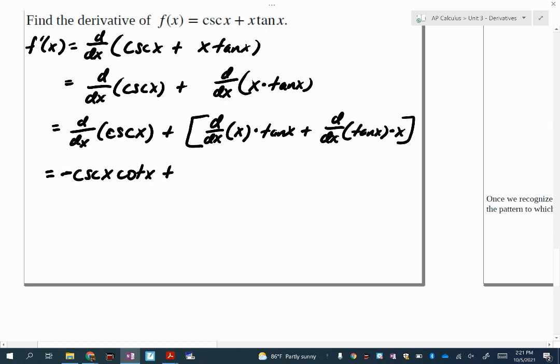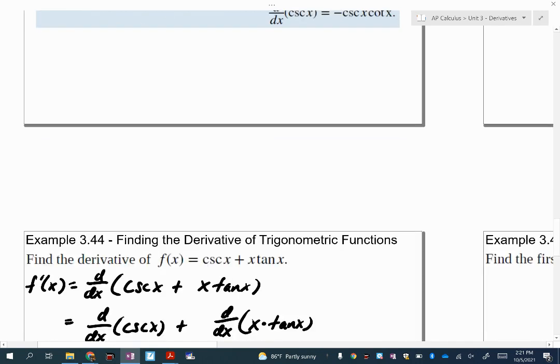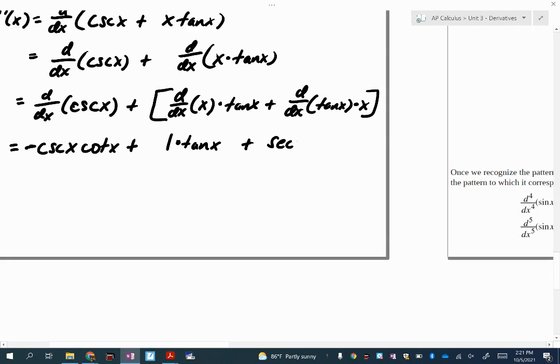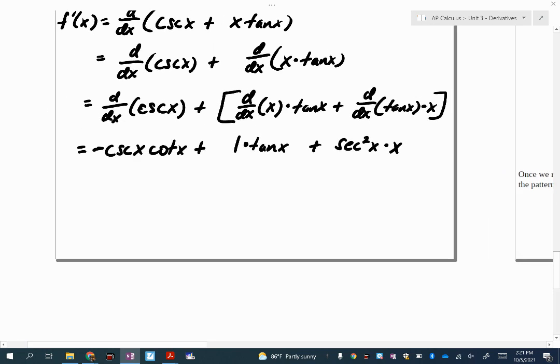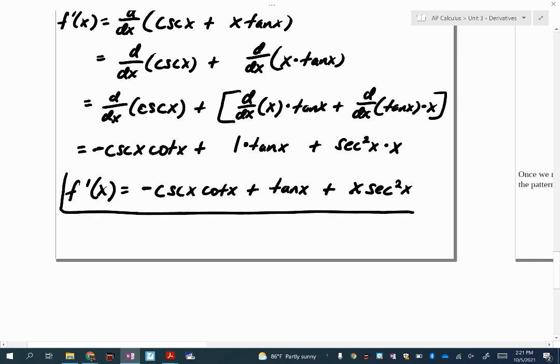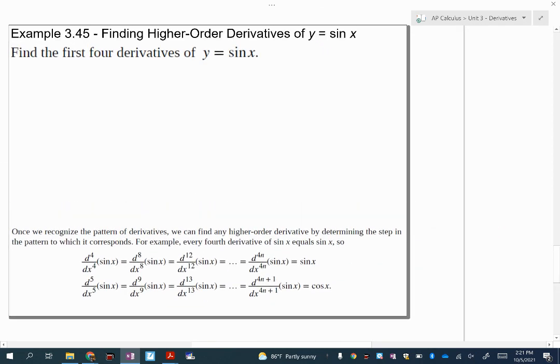So that's going to be 1 times the tangent of x. And then plus the derivative of tangent is secant squared x times that original x. All right, I'm going to clean it up to write the answer. So f prime of x equals the opposite of cosecant x cotangent x plus tangent x plus x times secant squared x. So there we go. That is the derivative.